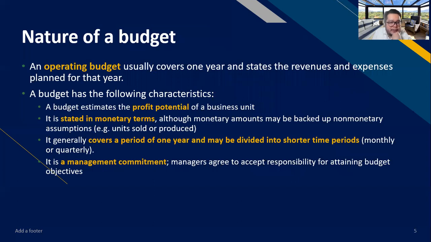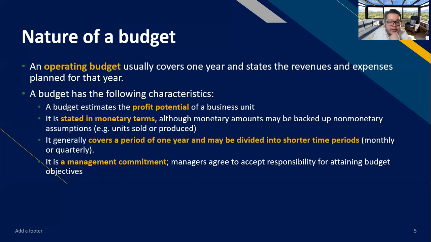Number one, it estimates the profit potential of the business unit. That's the most basic use of a budget, to be an operating guide, right? It estimates, okay, are we earning this year? You make a budget so you will know. Number two, of course, it is stated in monetary terms. Although it uses non-monetary amounts as basis. So for example, number of units sold or produced, number of hours worked, those are all inputs so that we can get the monetary items.